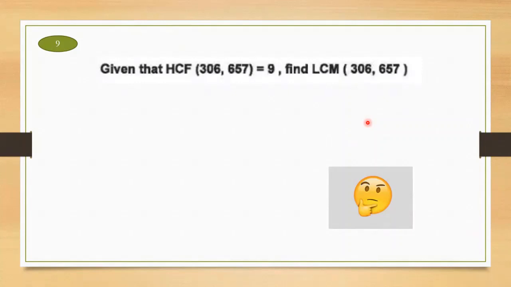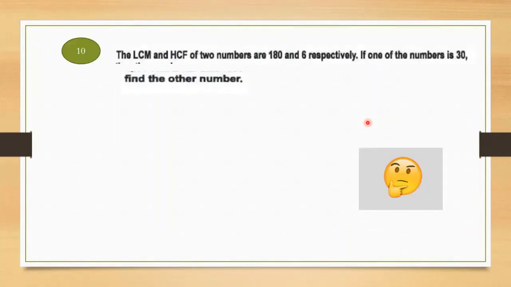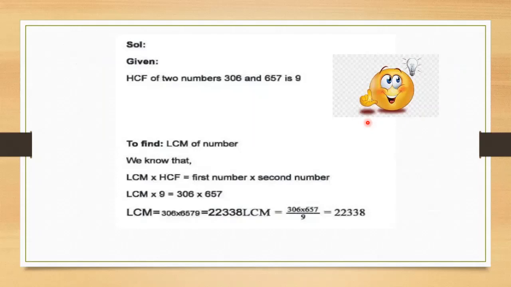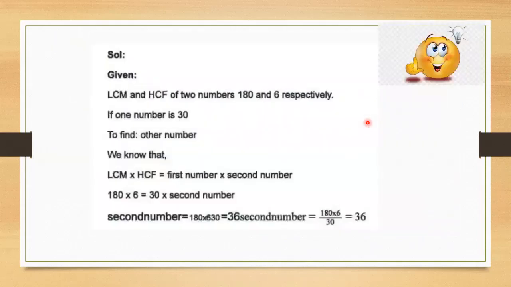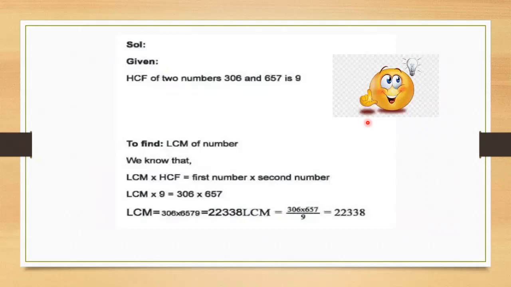Children, a bit faster. It is 22338. Take down the answer. I'm moving on to the next sum, because a lot has to be done with rational numbers also, and time is not there.